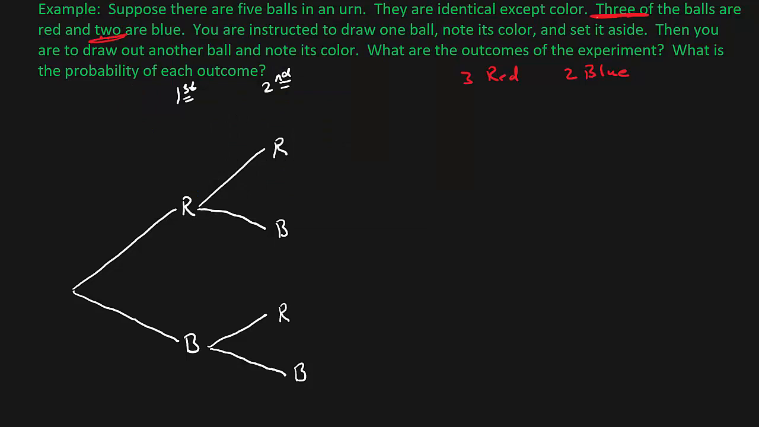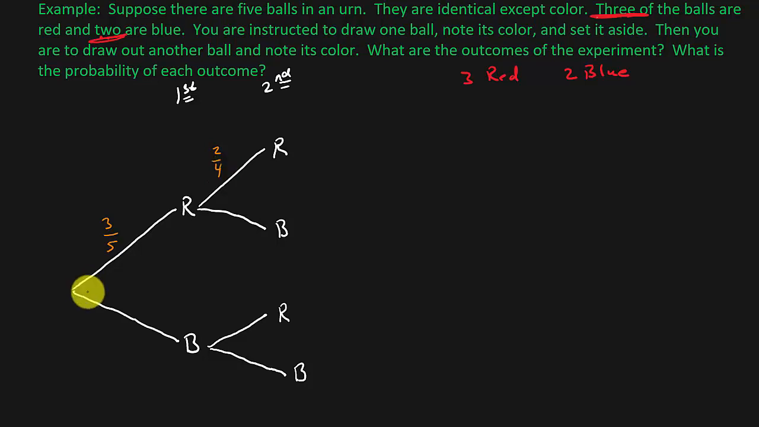All right. So what's the probability of drawing a red ball on the first draw? Well, there's 3 red balls and there's 5 total. So that's 3/5 would be that probability. That's the probability of drawing a red ball on the first one. Now, let's suppose I drew a red ball on the first one. What would be the probability of drawing a red ball on the second? Well, that would be what? 2/4.